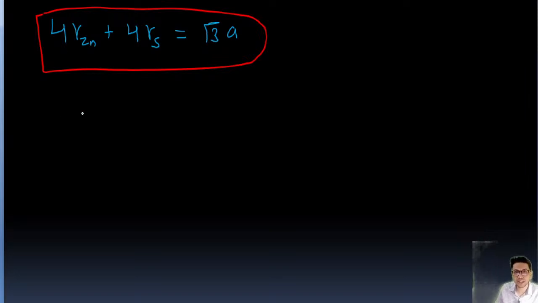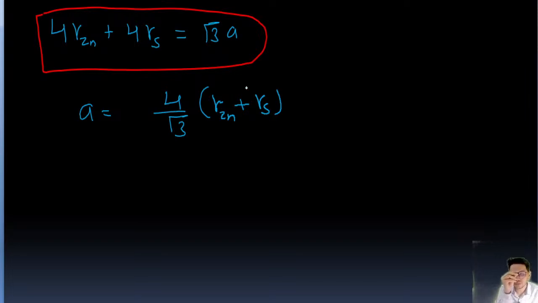So from here we can find the value of a. The value of a is going to be 4 by root 3 into (r_Zn plus r_S). This is important. Next we'll find the volume of ZnS, that is the zinc blende structure.